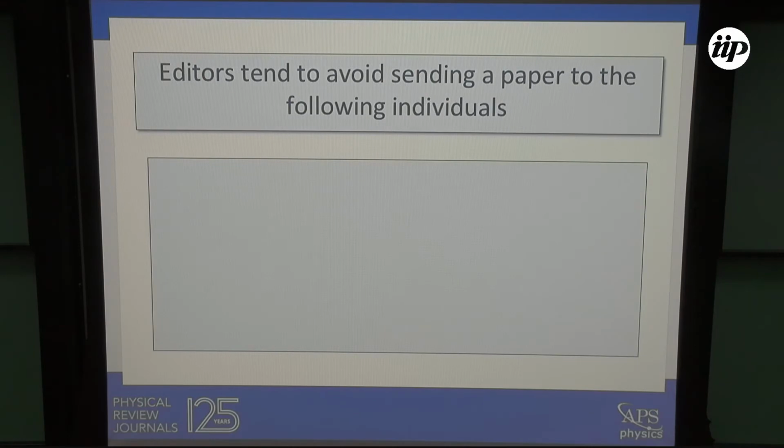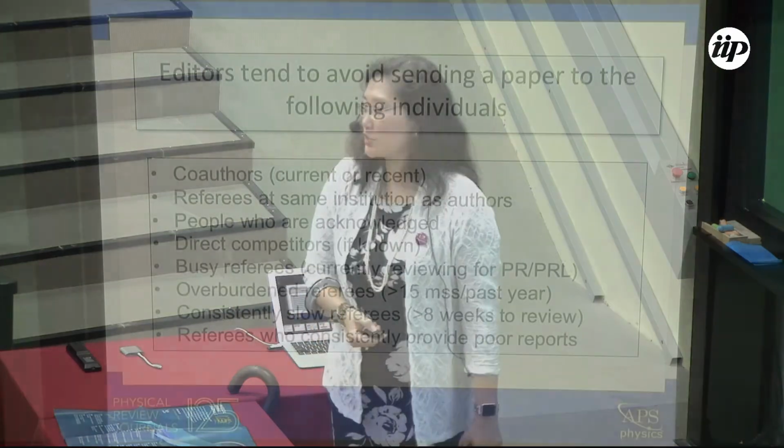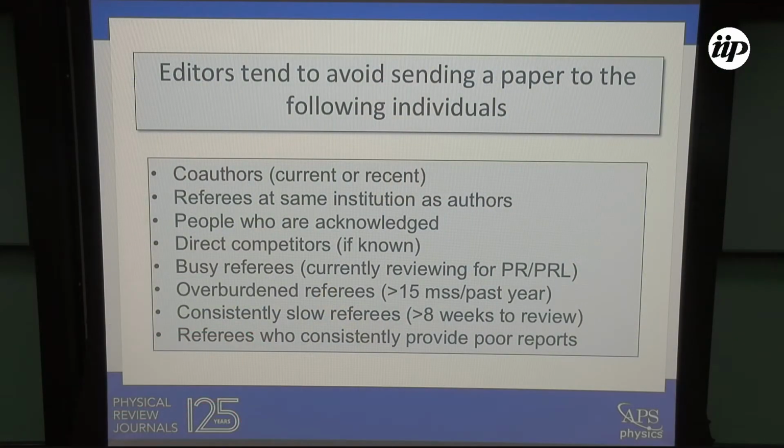So editors now tend to avoid sending papers to the following individuals. However, having said that, this is not a rule. This is just more of a guidance. I know that some people try to play games with this. Okay, so co-authors. We usually don't send it to your current or recent co-authors. Referees at the same institution as the authors, we usually try to avoid them because, well, for obvious reasons.